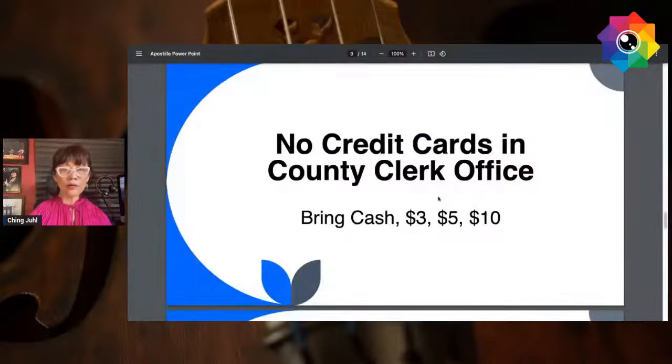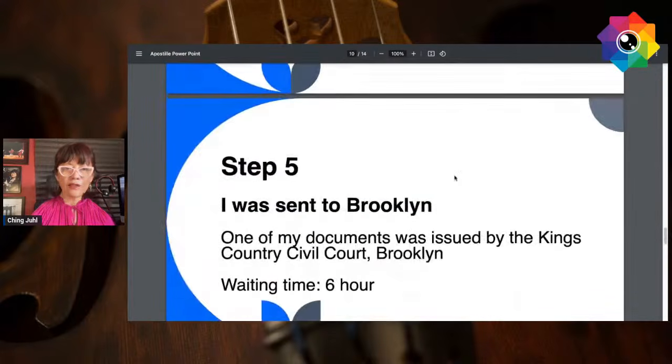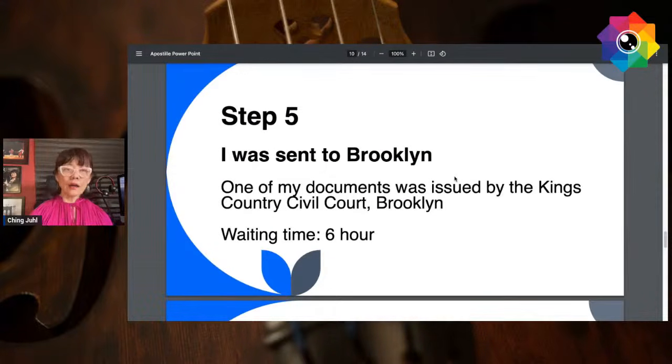They're still 20th century. No credit cards. Yeah, you have to bring your own cash, and it has to be exactly the cash. If it's $6, you have to give them $6. Now, no credit card, right? So let's move on.